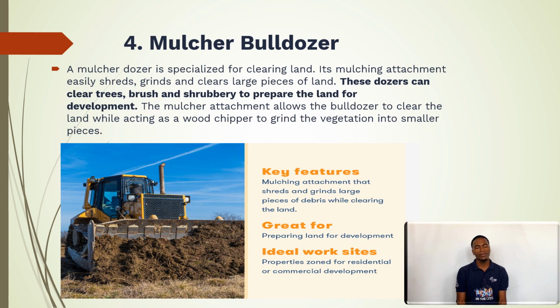The other type of bulldozer we have is the mulcher bulldozer. A mulcher dozer is specialized for clearing land. Its mulching attachment easily shreds, grinds, and clears large pieces of land. These dozers can clear trees, brushes, and shrubbery to prepare the land for development. The mulcher attachment allows the bulldozer to clear the land while acting as a wood chipper to grind the vegetation into smaller pieces.